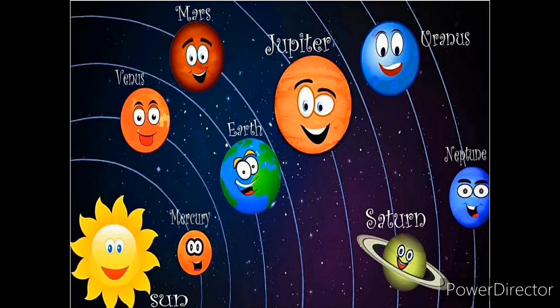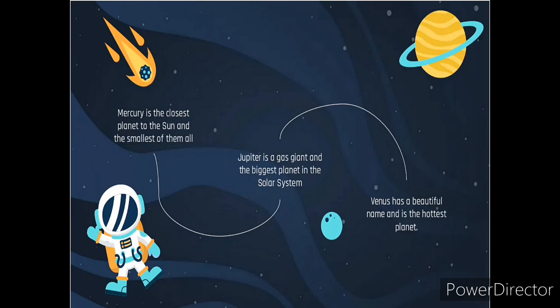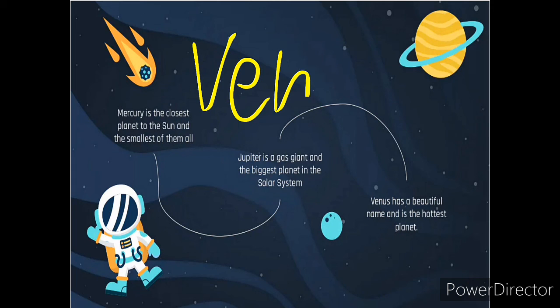Okay, next, summary. We were discussing that Mercury is the closest and smallest planet of them all. Jupiter is a gas giant, the biggest planet in the solar system. Venus has a beautiful name and is the hottest planet. Venus is a really beautiful name, right? See how beautiful a name it has.